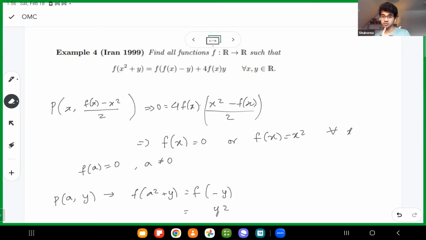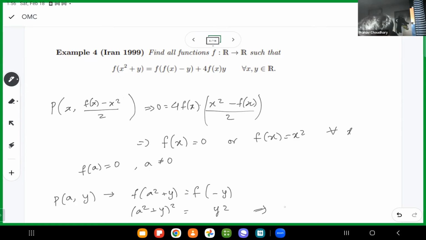Wait, I'm sort of lost. How do you get that? Like a square plus y squared, so open the square. Oh, from that. Okay, the last part. Okay, what is the solution to this? Y equals to minus a square by 2.